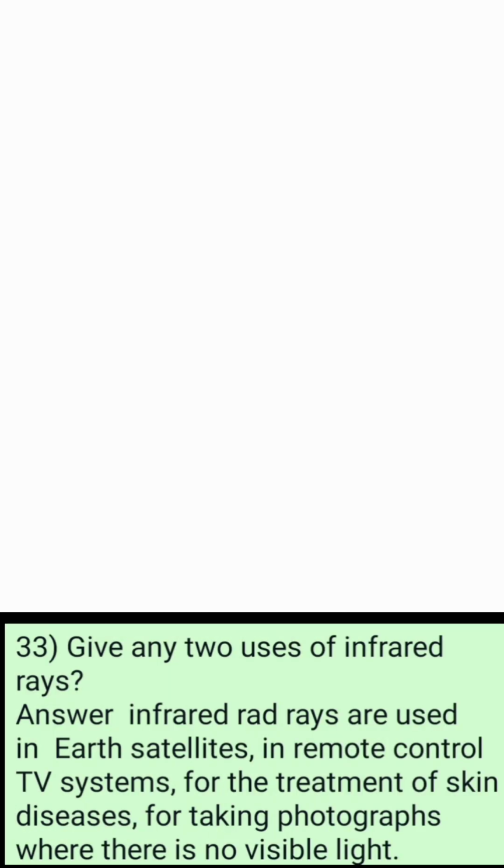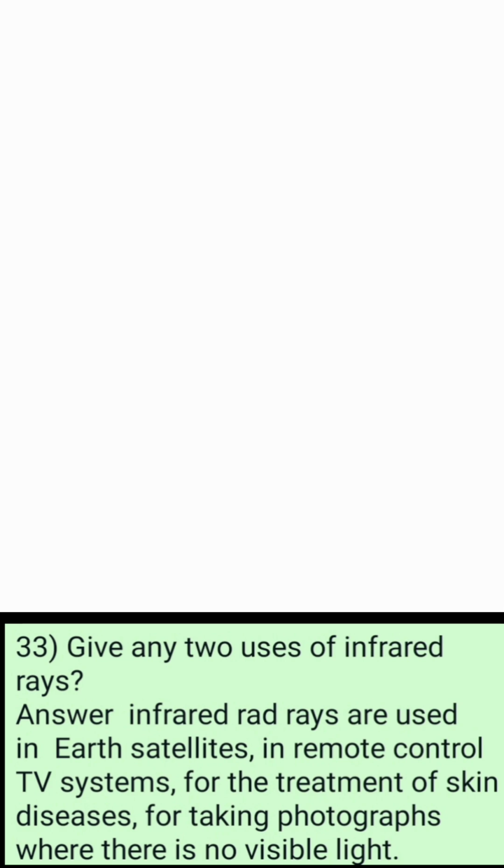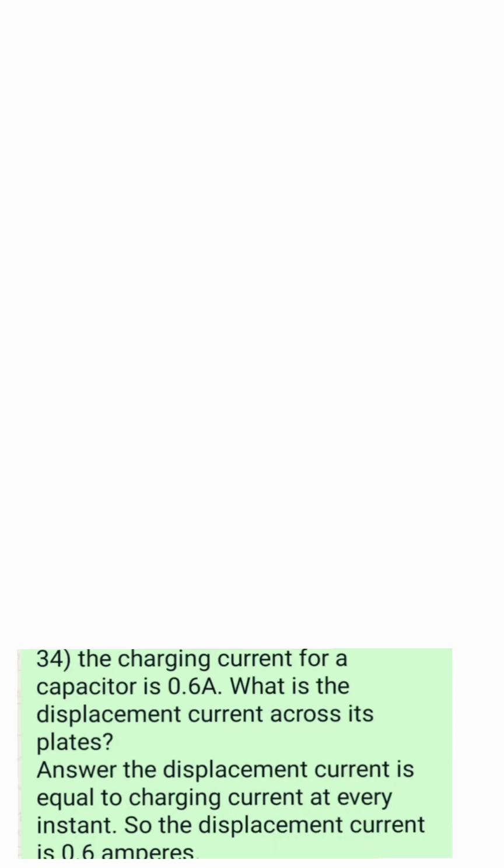33. Give any two uses of infrared rays. Answer: infrared rays are used in Earth satellites, in remote control TV systems, for the treatment of skin diseases, and for taking photographs where there is no visible light. 34. The charging current for a capacitor is 0.6 A. What is the displacement current across its plates? Answer: the displacement current is equal to the charging current at every instant. So the displacement current is 0.6 amperes.